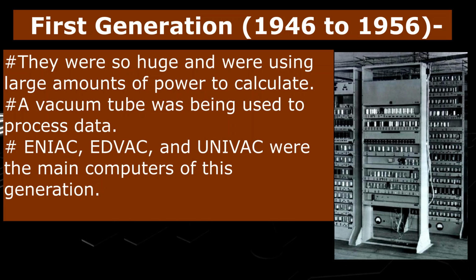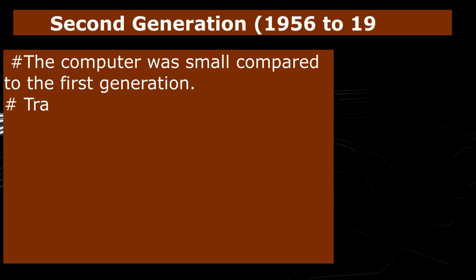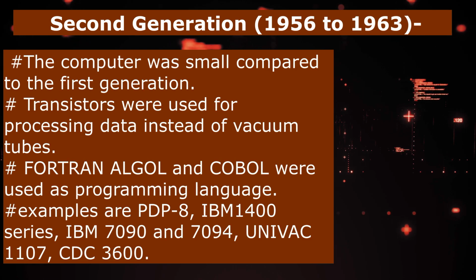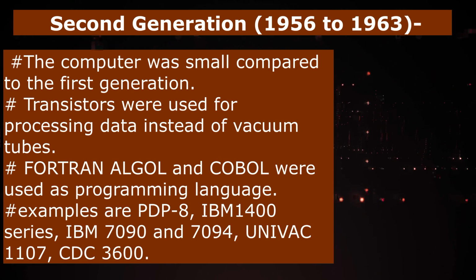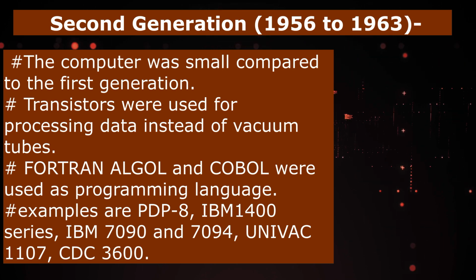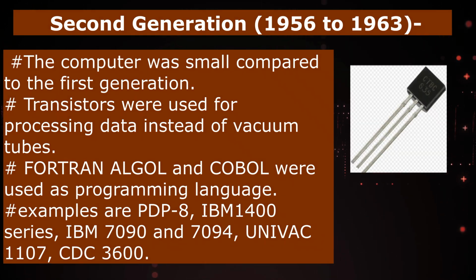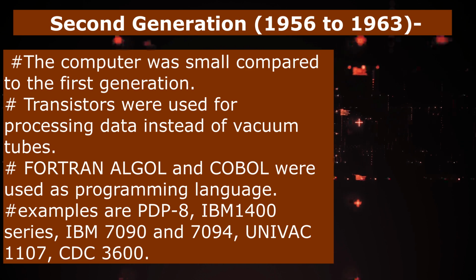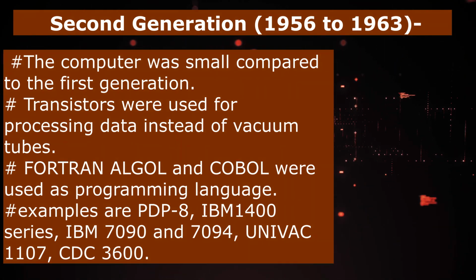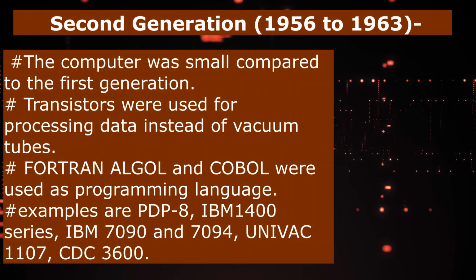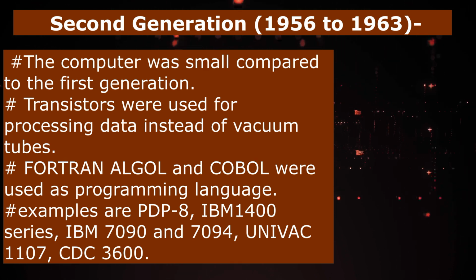Second generation, 1956 to 1963. In this generation, the size of the computer was smaller compared to the first generation. Transistors were used for processing data instead of vacuum tubes. And these computers were faster and released less heat compared to the previous generation.